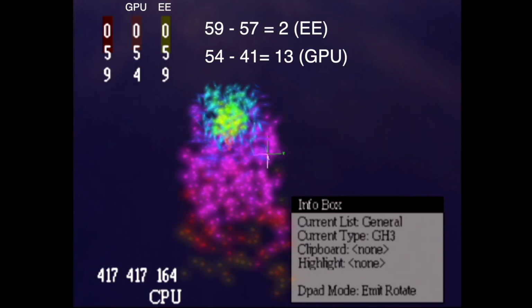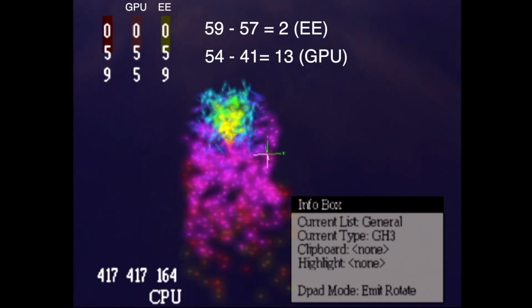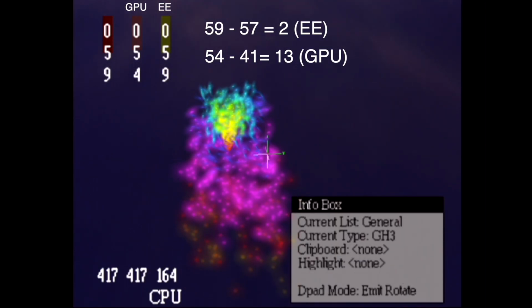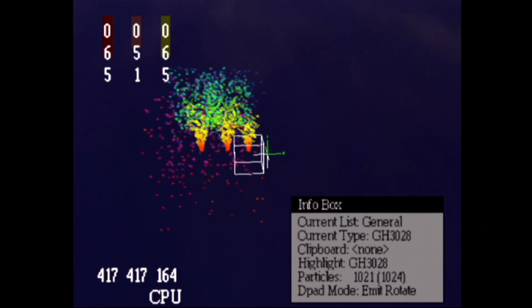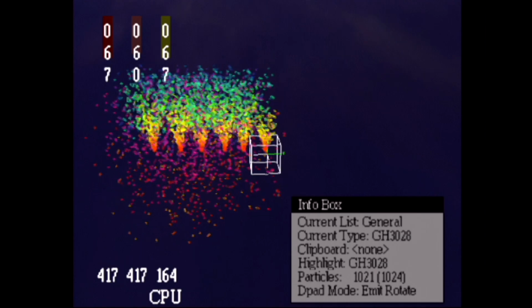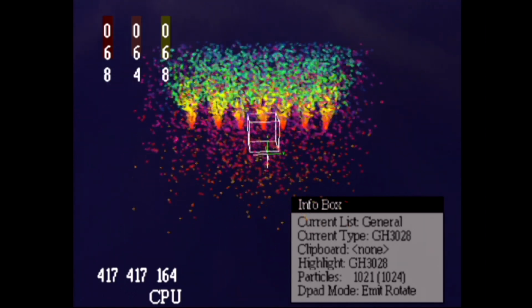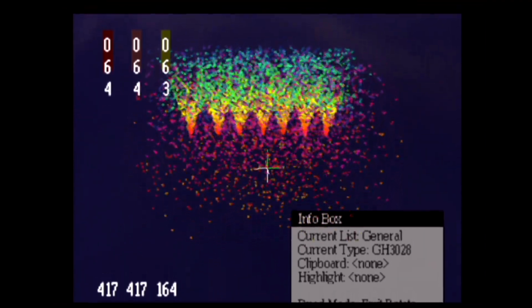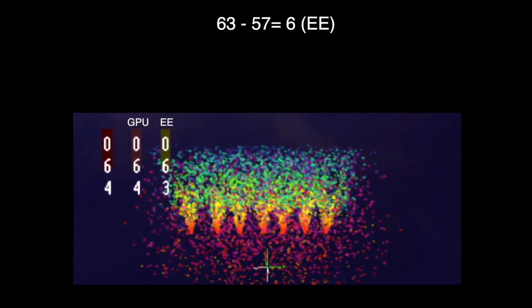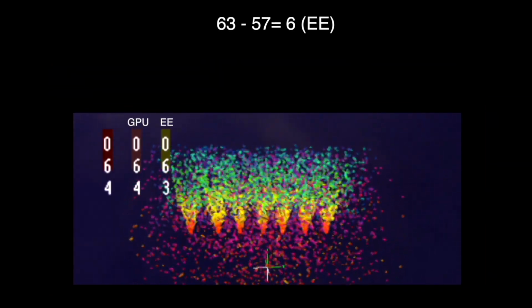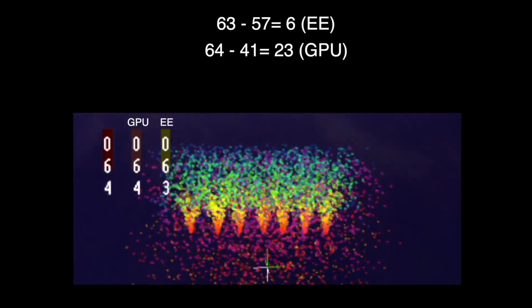Now a lot of the GPU is being used to draw quite large soft edged particles. So to see what is possible with the draw, I'll alter the texture being used by the particle and draw a few more of them. Okay, so now we have 7,147 particles being simulated and drawn, and we can see that it takes 6 scanlines of the emotion engine to process and 23 scanlines of GPU to draw.